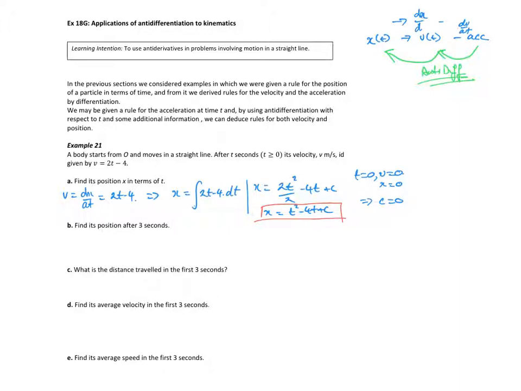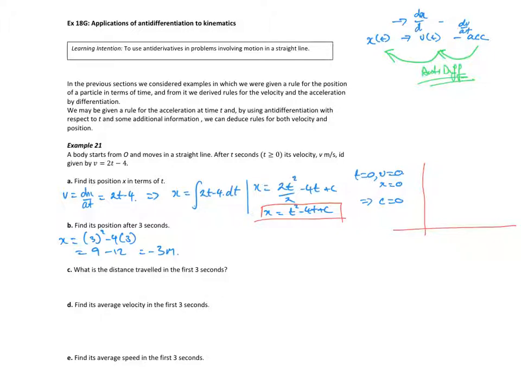Find its position after 3 seconds. Well, x is equal to t squared minus 4 times t, 9 minus 12, which is equal to negative 3 meters. What is the distance travelled in the first 3 seconds? Before we answer that, we really need to have an idea of what the motion looks like. I know after 3 seconds I'm 3 meters away, so I started at the start. You could argue that all we've travelled is 3 meters, but let's have a look at the graph of it.